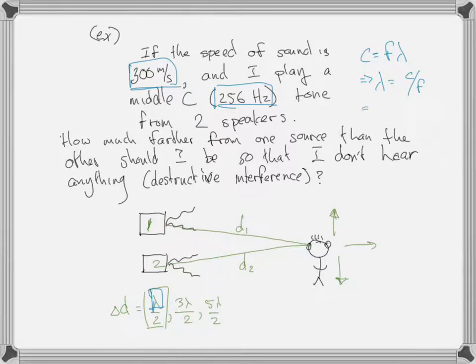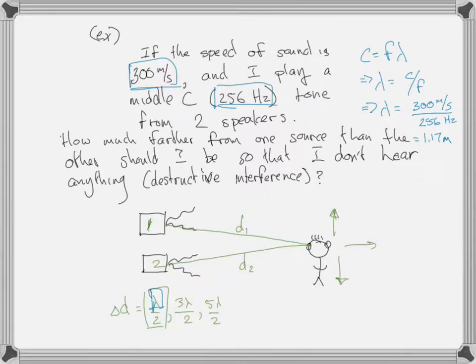In this case, c is the speed of the wave, 300 meters per second. And c here is just the speed of any wave, not a light wave. So we've got 300 meters per second over the frequency, which is 256 hertz. A hertz is 1 over seconds. So we get about 1 meter. It's not quite 1 meter, it's exactly 1.17 meters. So the wavelength of the sound wave is not a small distance, it's 1.17 meters.